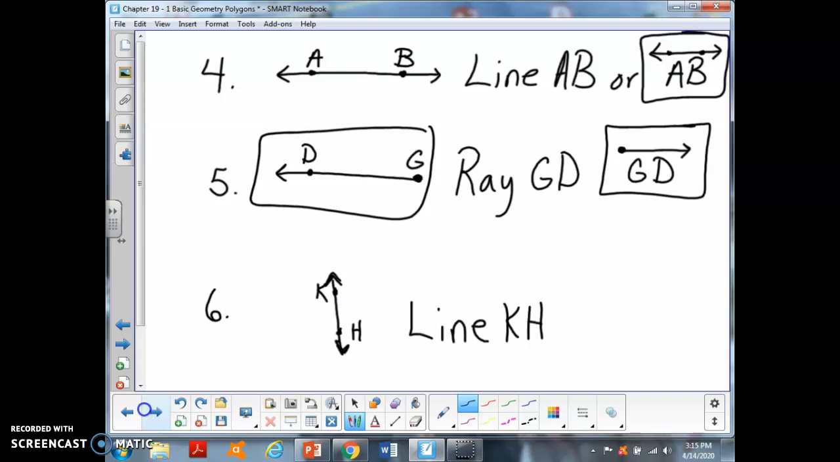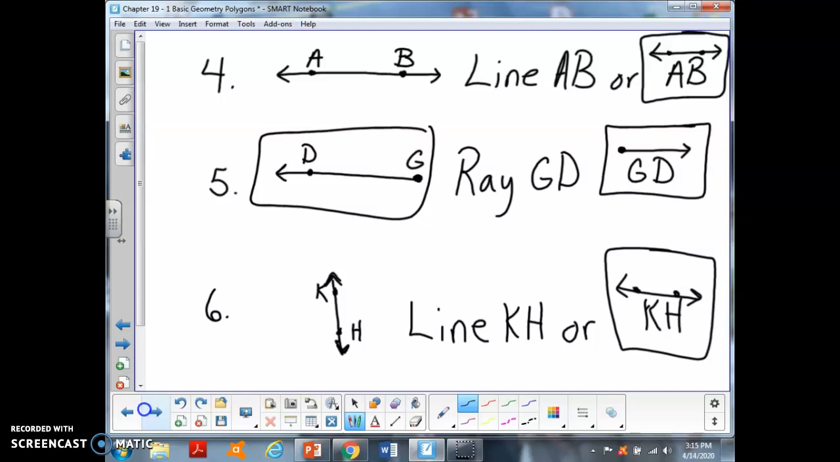2 of the points on there to label it. But we want to use the symbols. So I'm going to use the line symbol and put K and H. And again, I don't have to put the letters underneath the points. I do need to use capital letters. That is how you would do that symbol.